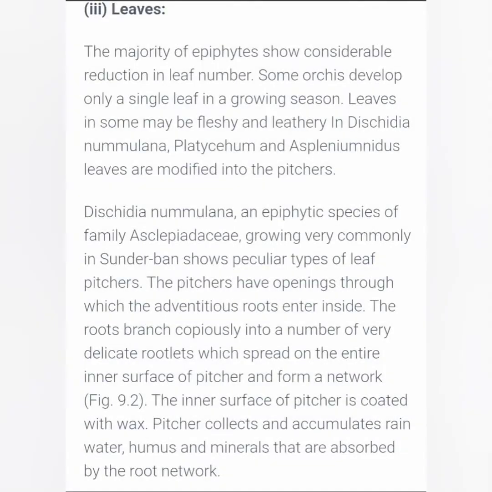And you can see here these delicate rootlets, small rootlets, they spread on the entire inner surface of the pitcher, and they form a network. So the inner surface of the pitcher is also coated with wax, and these modified leaves or the pitcher, they collect and accumulate rainwater, humus, and minerals that are absorbed by the root network. So that root network is formed inside the pitcher.